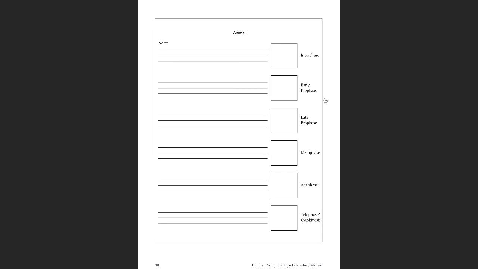They want you to just write on a piece of paper what happened during the interphase, what happened in the early prophase, what happened in the late prophase, which is also called the prometaphase, what happened during the metaphase, the anaphase, and the telophase and cytokinesis. And in the plant, I want you to do the same things. Write it down. Trust me, you must write it down.